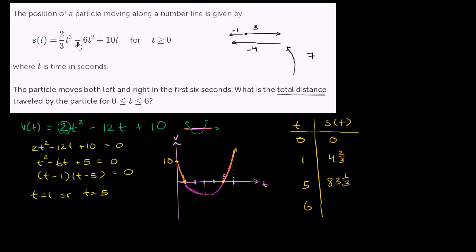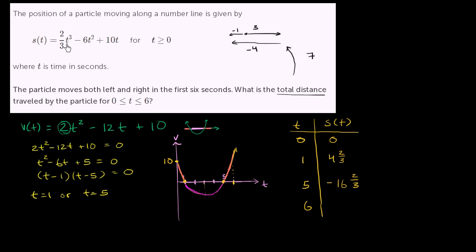That's this first term. Minus 6 times 25, so that's going to be minus 150, plus 10 times 5, so plus 50. So this simplifies: minus 150 plus 50 is minus 100. So 83 and 1/3 minus 100 is negative 16 and 2/3. So negative 16 and 2/3 is its position after 5 seconds.